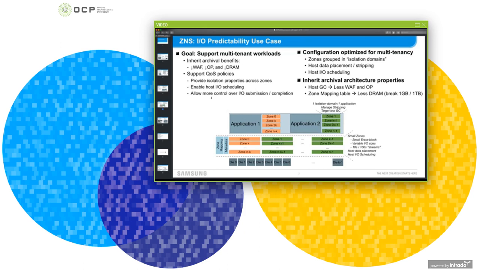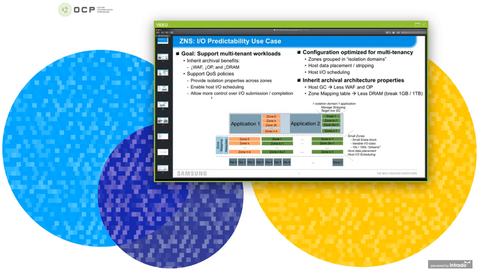So basically, you can run different applications on different isolation domains and get a good level of quality of service. Basically, we're targeting multi-tenant environments where the host is the one in charge of the data placement on the isolation domains, but also the IO scheduling, because the host has the visibility over these isolation domains.